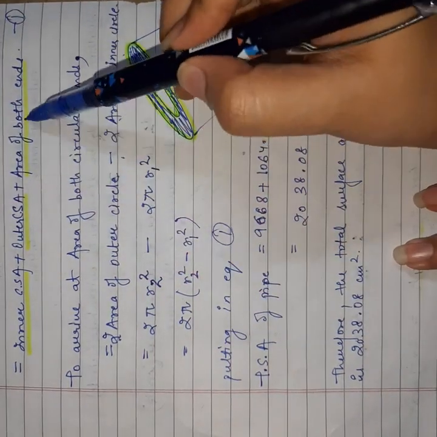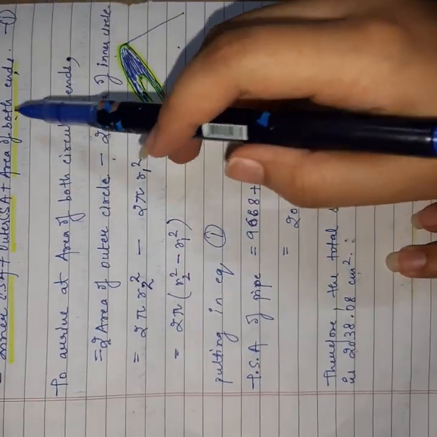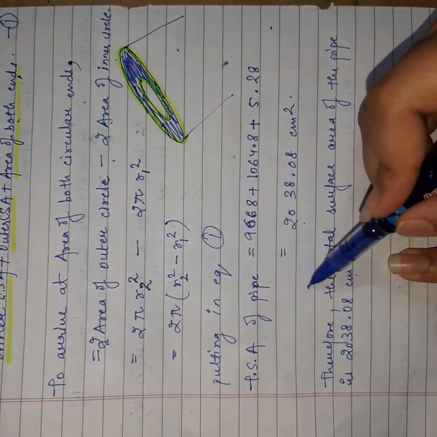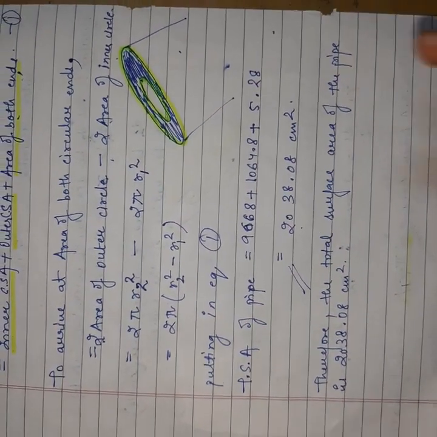This was the equation that arrived for the total surface area, and we have found the area of both the ends. Substituting all the values in this equation, we will arrive at our answer and the question will be complete.